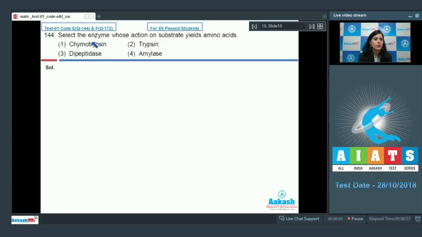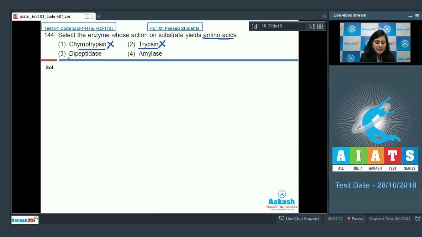Question number 144. Select the enzyme whose action on substrate yields amino acids. So among the given enzymes, you have to select an enzyme which will produce amino acids as its end product. The very first option given is chymotrypsin, and second option is trypsin. And both these enzymes break down protein into peptides. These two enzymes cannot be our correct answers because they will not produce amino acids.